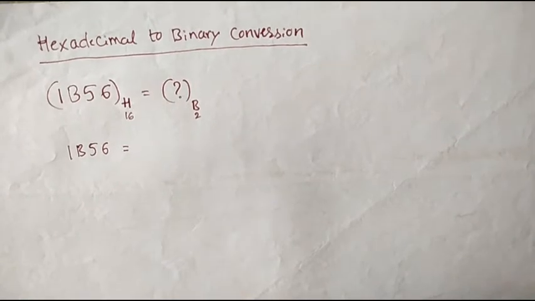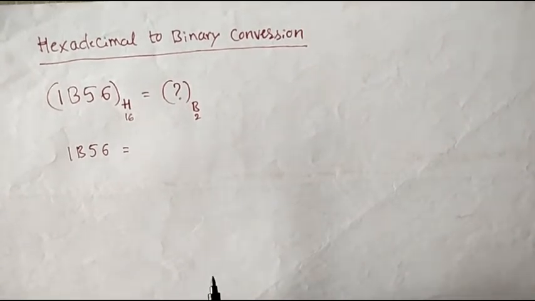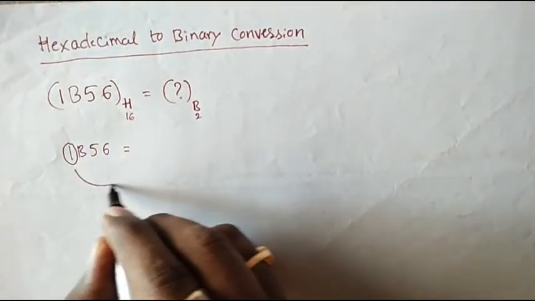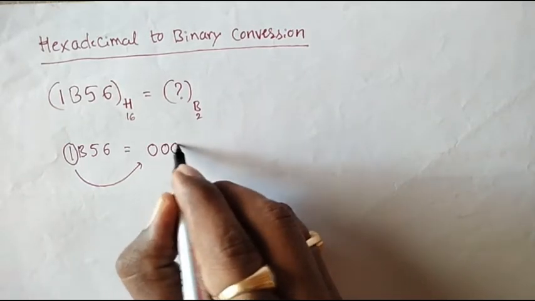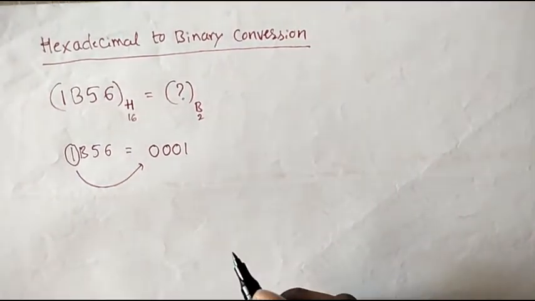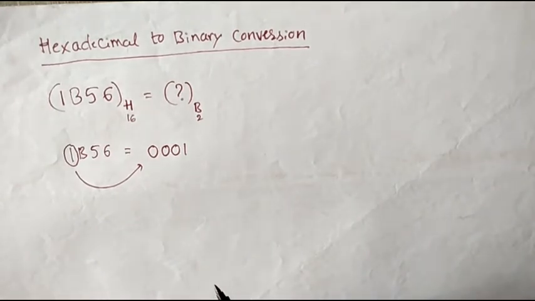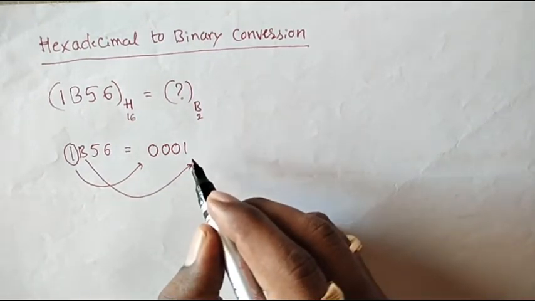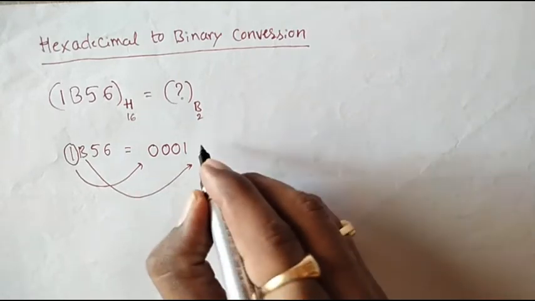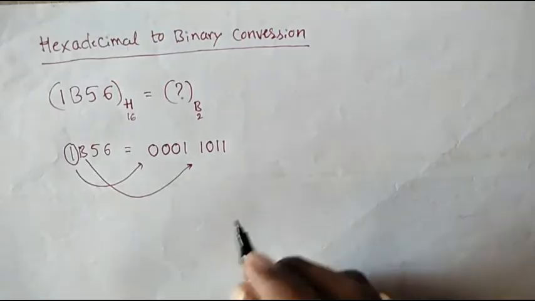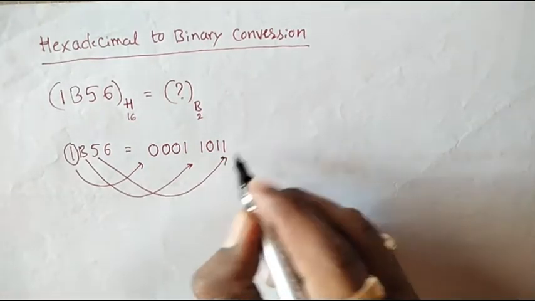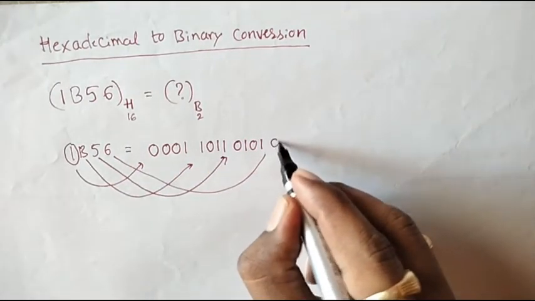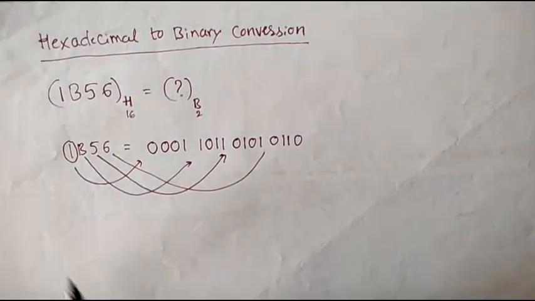Here each hexadecimal digit can be represented by its binary equivalent. 1 in binary is represented as 0001. We can represent each hexadecimal digit by 4 bits of binary. B is nothing but 11. 11 in binary is 1011. 5 in binary can be represented as 0101, and 6 as 0110.